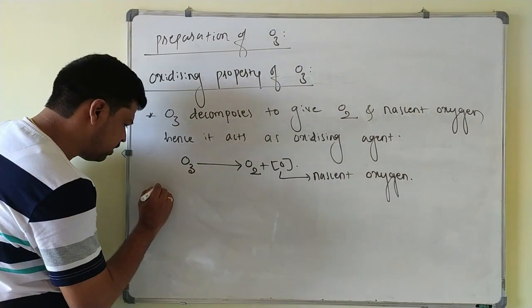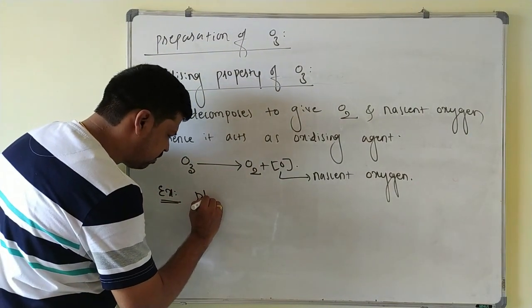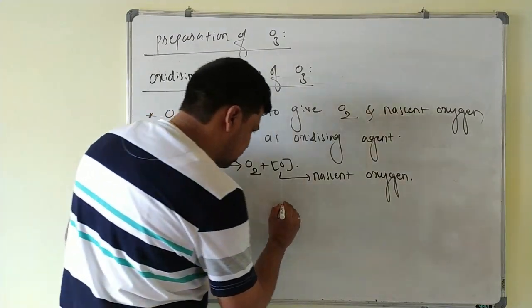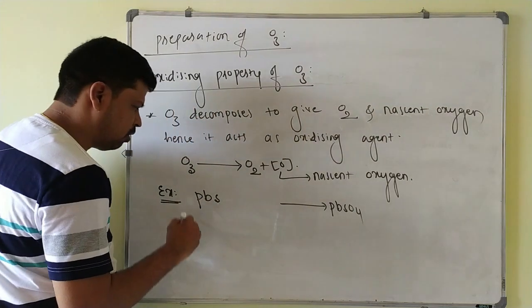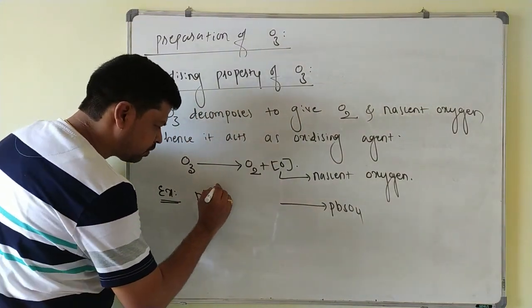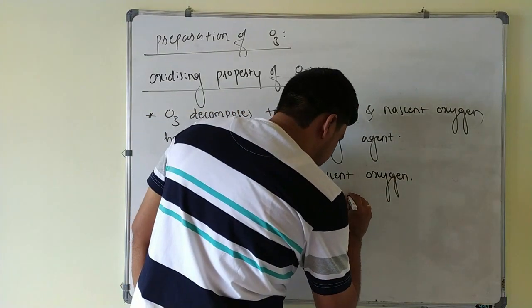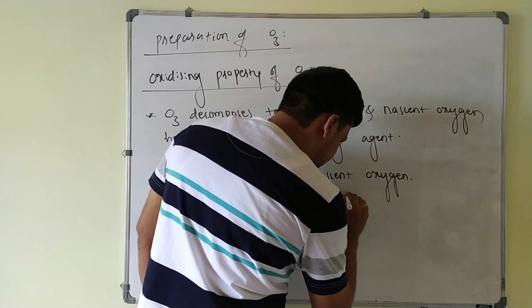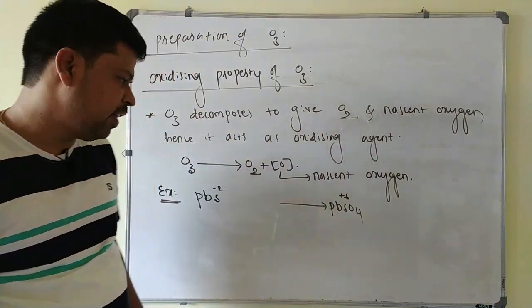For example, it oxidizes lead sulfide to lead sulfate. PbS is converted to PbSO4, because here the sulfur will be in the -2 oxidation state and it is oxidized to the +6 oxidation state. So lead sulfide is oxidized to lead sulfate.